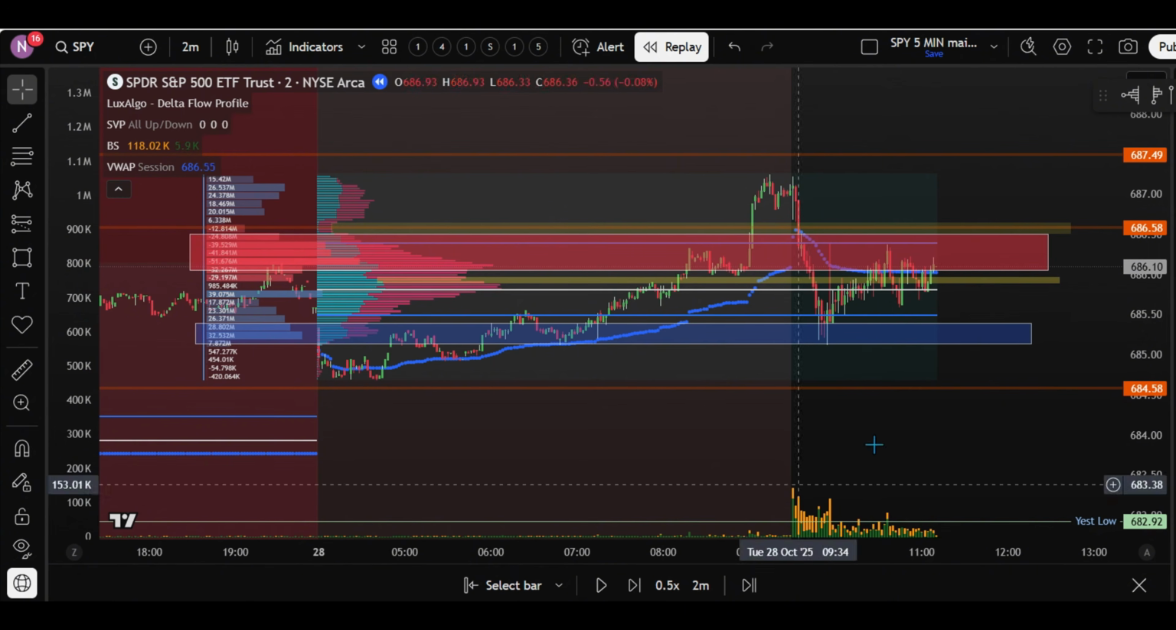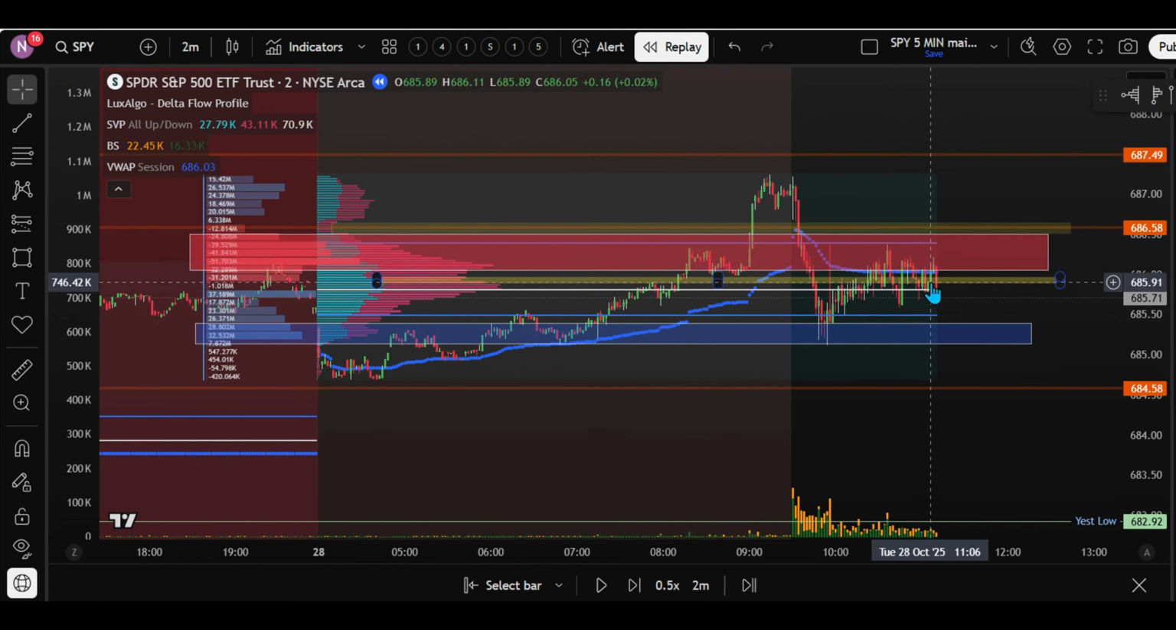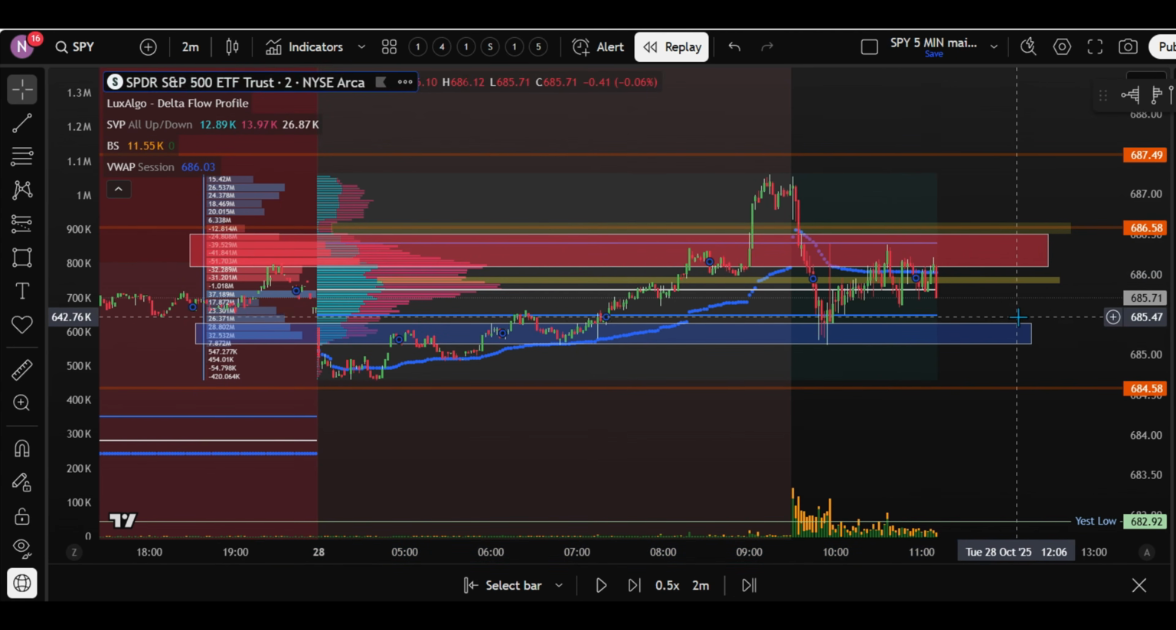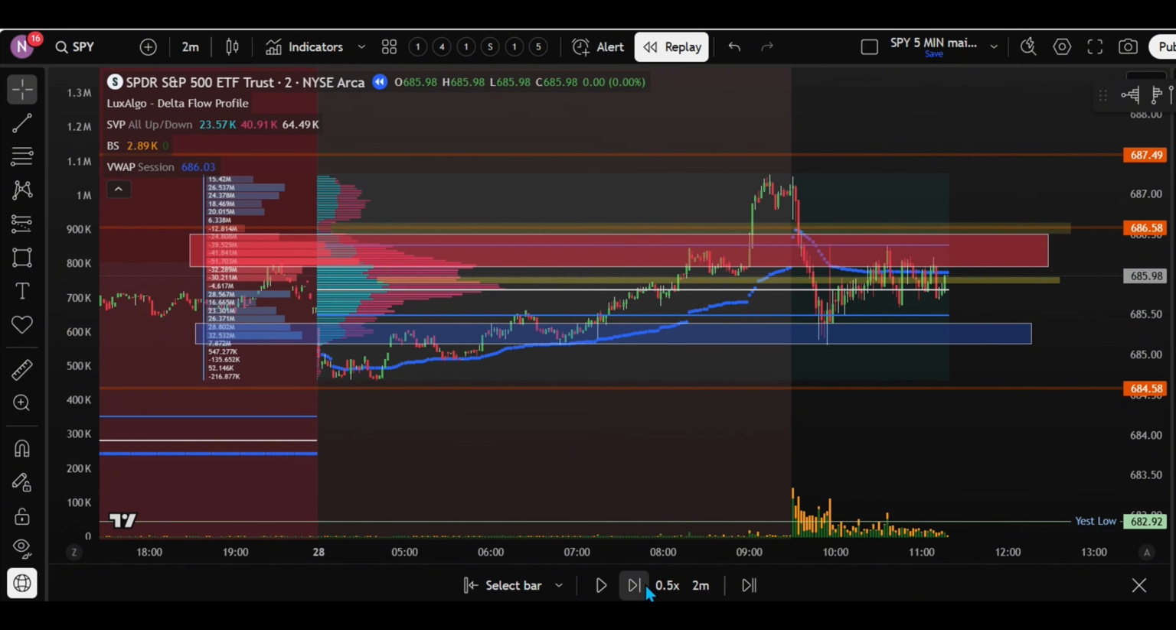So this is probably a good opportunity right here. You see it pop into that really heavy sell zone right here. So this is probably a good place to take a short trade if you get close enough to that wick. Let's go ahead and see how this would have played out.